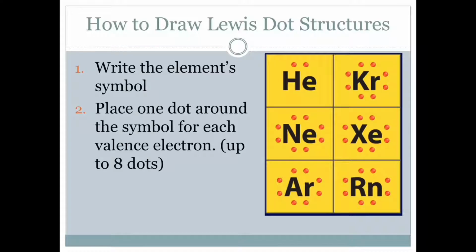So how do we draw these Lewis dot structures? Well, the first key is going to be to write the elemental symbol. And then we place 1 dot around the symbol for each valence electron we have, doing this up to 8 dots, and 1 dot will equal 1 electron.